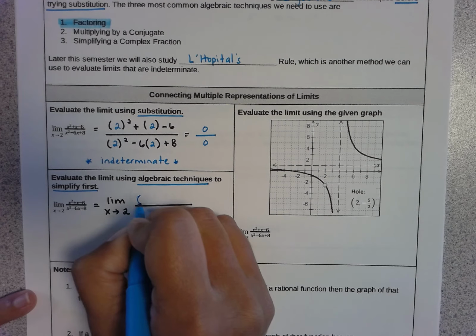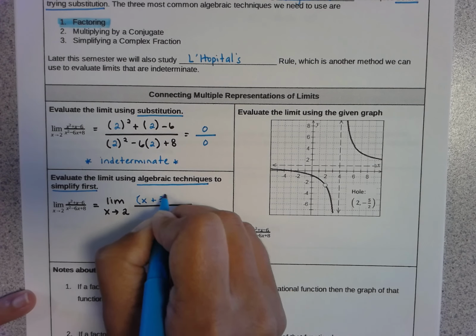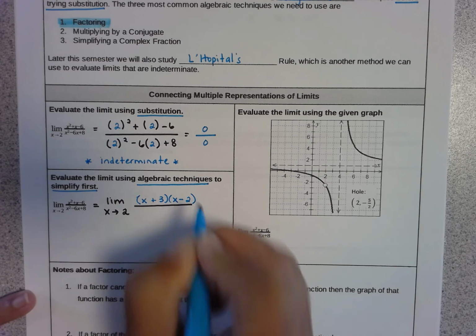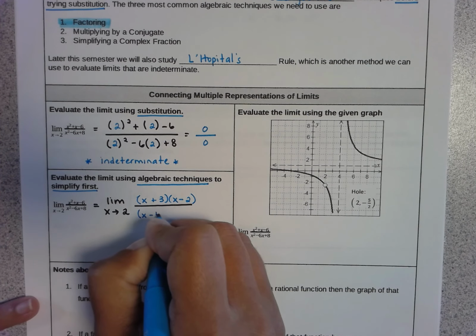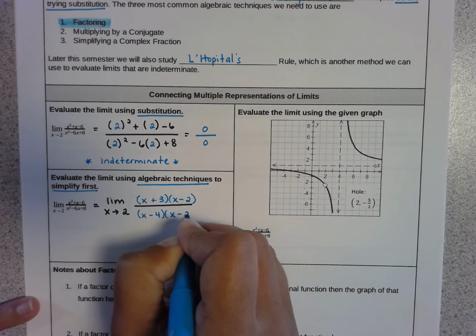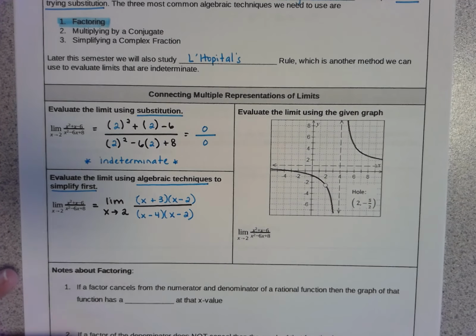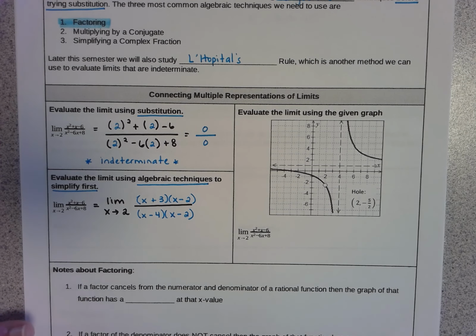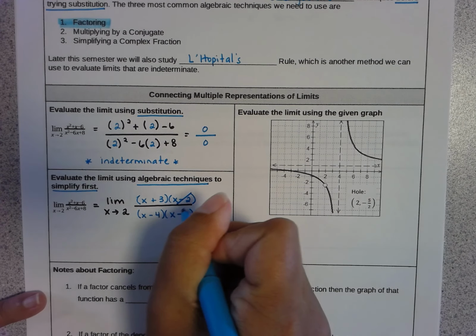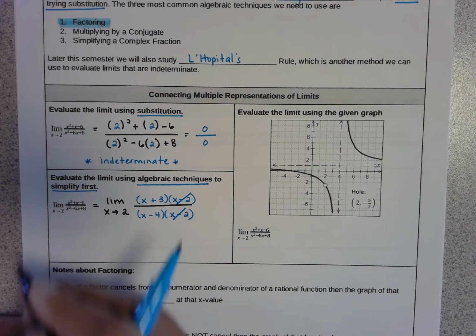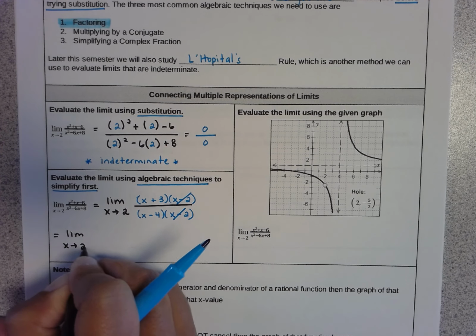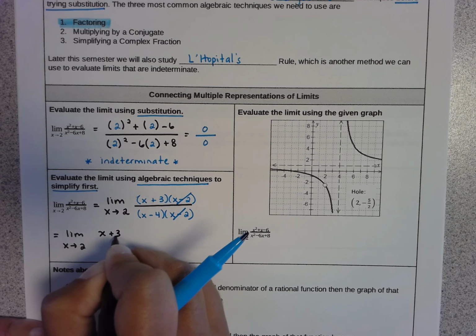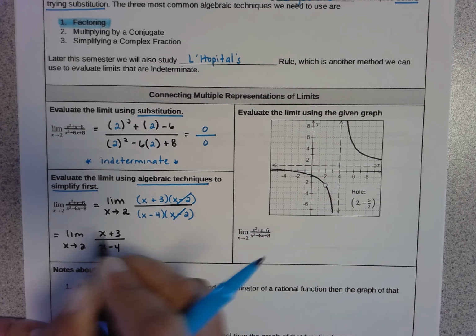If I were to factor the numerator, I would get x plus 3 times x minus 2. And if I were to factor the denominator, I would have x minus 4 times x minus 2. What you should notice here is that there is a factor of x minus 2 in both the numerator and the denominator. So because of that, we can cancel those factors, which means our simplified limit would be the limit as x approaches 2 of x plus 3 over x minus 4.